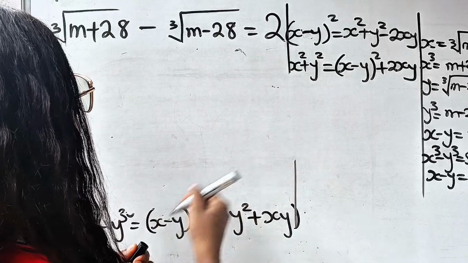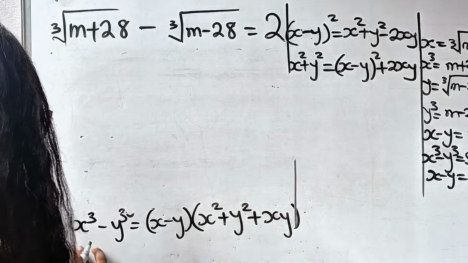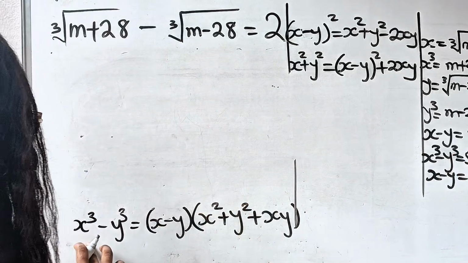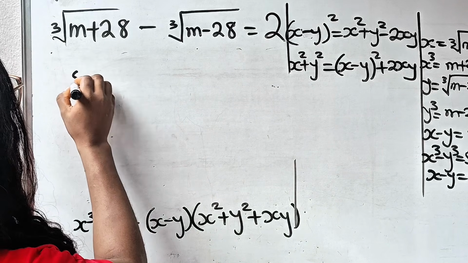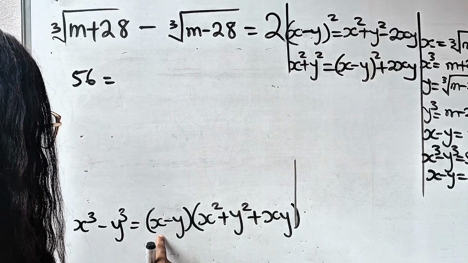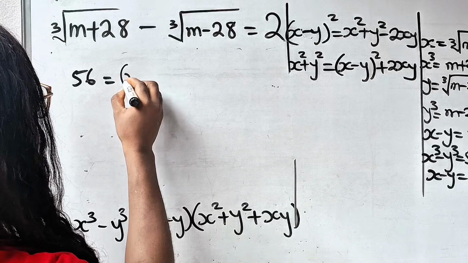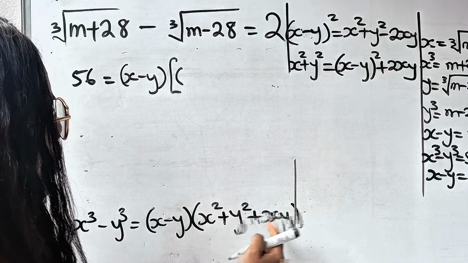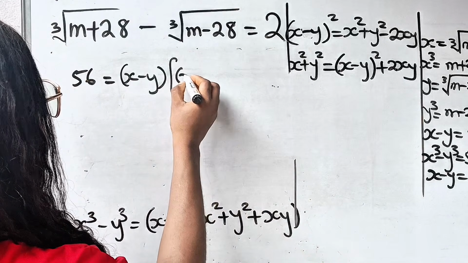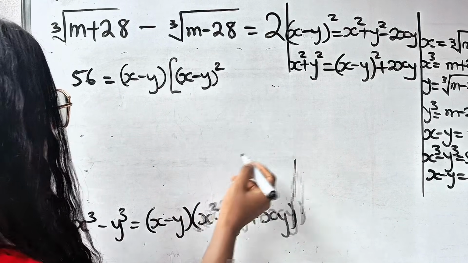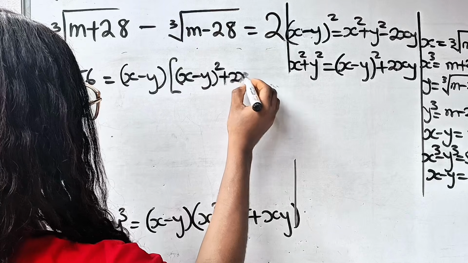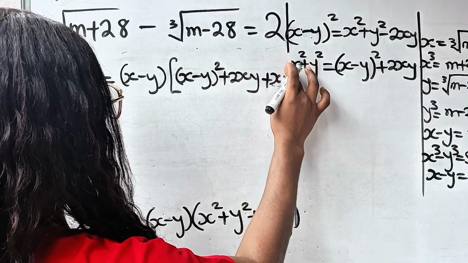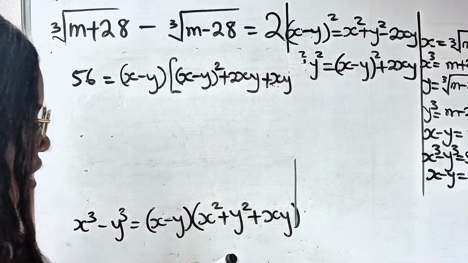Okay. So now we have x to the power of 3 minus y to the power of 3, which is actually 56, right? So I'm going to replace this with 56. So we have 56 is equal to x minus y into, now x squared plus y squared, I'm going to replace it with the whole of this. So it's going to be (x minus y) squared plus 2xy. Then plus xy. So I don't think I need this anymore.